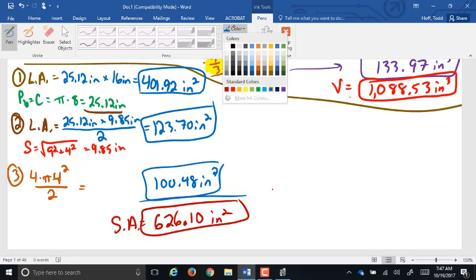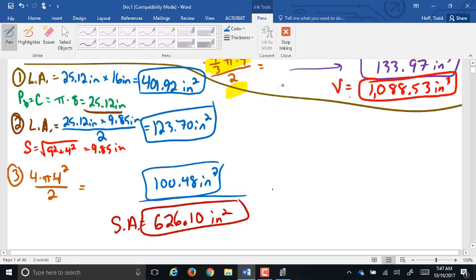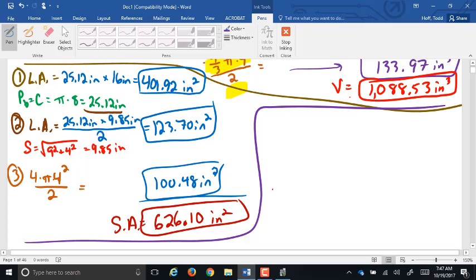Let's say that this object is being machined out of a material that has a density of 1.2 pounds per cubic inch. What's it going to weigh?